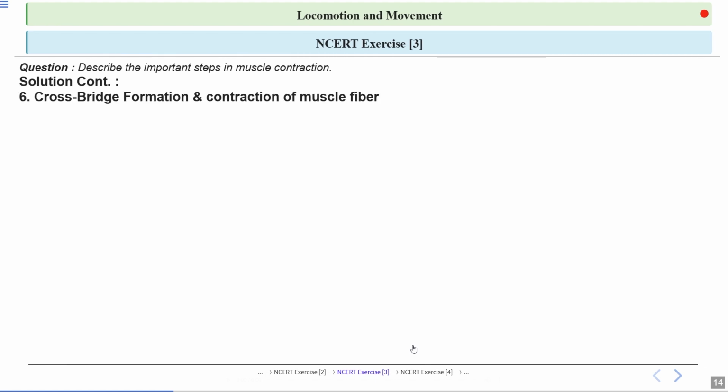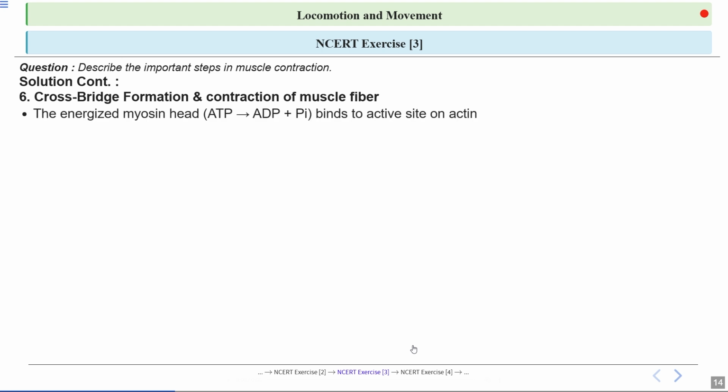Let's focus on cross bridge formation and contraction of the muscle fiber. This is a crucial step where actual movement begins. So you can imagine this as two hands reaching out to grab each other. This connection is what allows the muscle to pull and contract.